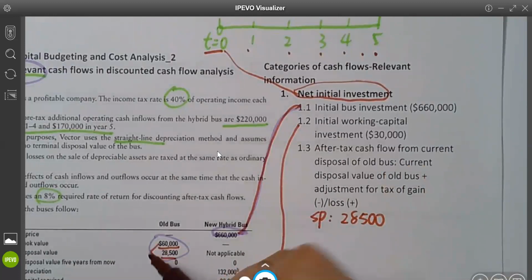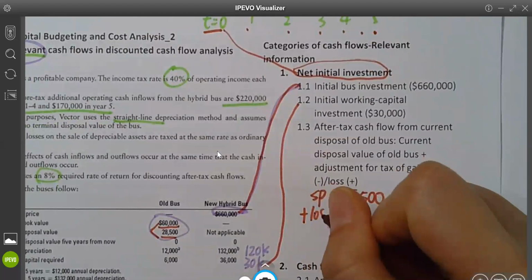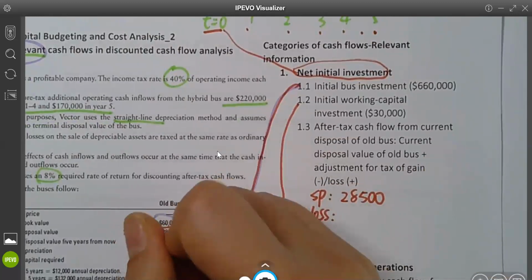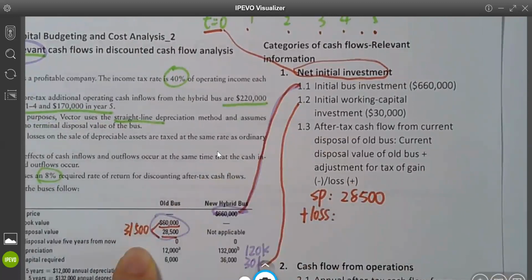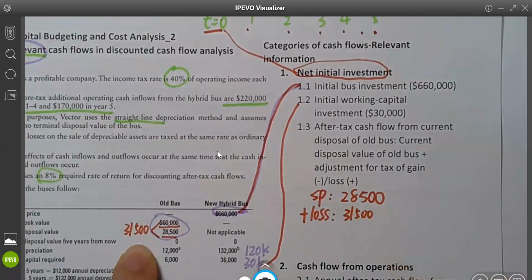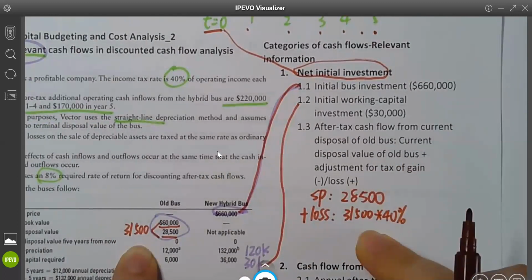You tell me you have a gain or loss. You have a loss, right? How much? Loss is 31,500. When you have a loss, you pay less tax. Am I right or wrong? Yes. How much less tax do you pay? You pay 40% less tax of this loss.